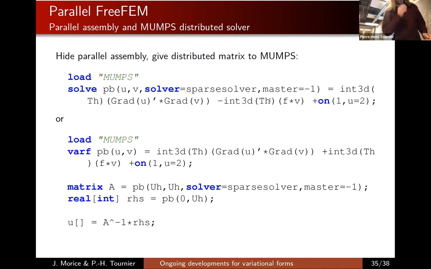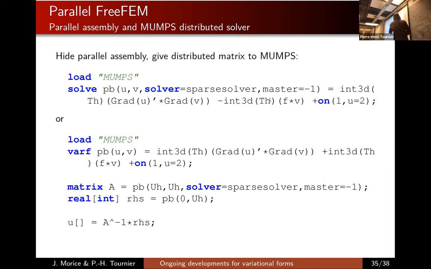Okay. So the first step is we can hide the parallel assembly when you use, for example, solve or problem in your script. Basically, if you run your script in parallel using FreeFem MPI run minus np 4, for example, if you want to use four cores of your laptop, you just need to load the distributed solver MUMPS and add solver equals parallel solver, master equals minus one, which tells FreeFem that we are building the matrix in a distributed way. If you do that, you don't need to change anything in your variational formulation. We automatically distribute and parallelize the assembly of the matrix on the cores, and then give it in the distributed format to MUMPS to solve the linear system, which is a parallel solver using MPI.